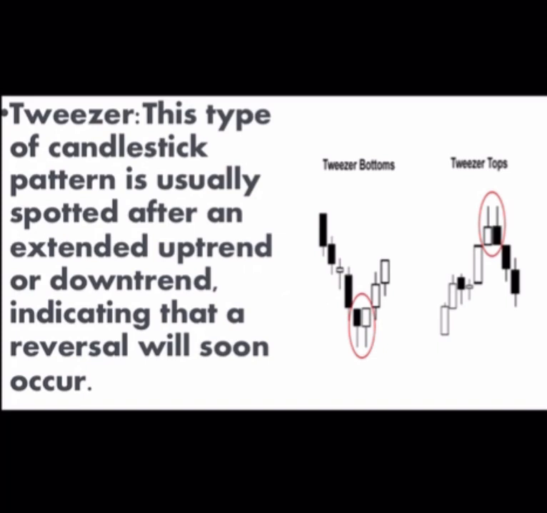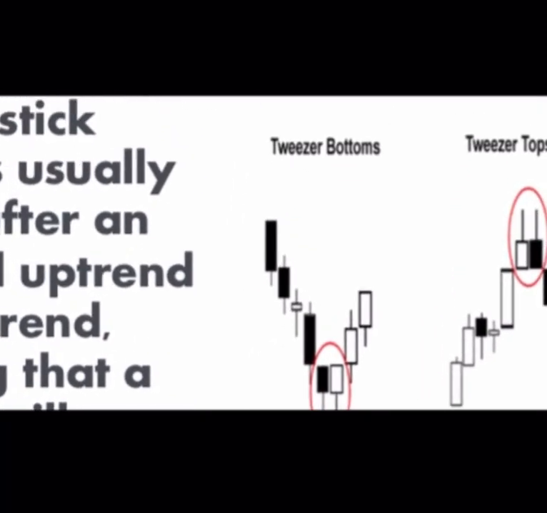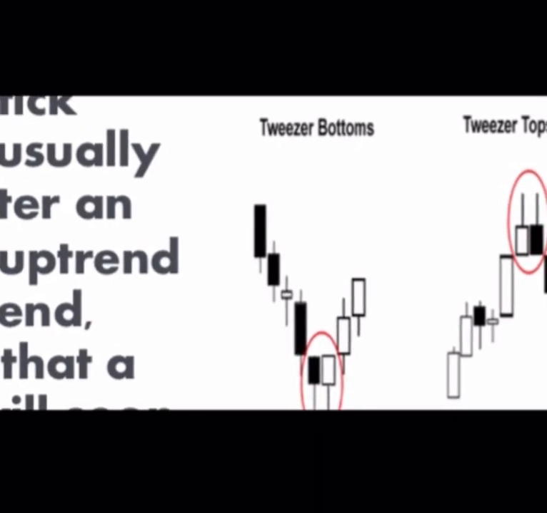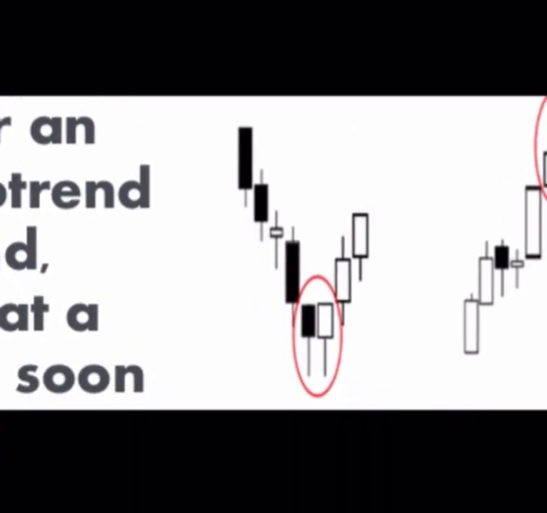Now it's usually spotted after an extended uptrend or a downtrend, indicating that a reversal will soon happen. Most of these candlesticks are going to show you if it's going to be a continuous trend or a reversal trend. Now look at this diagram, the first one. You can see it very clearly. You will see the tweezer at the bottom. All right, you can see the tweezer candlestick.